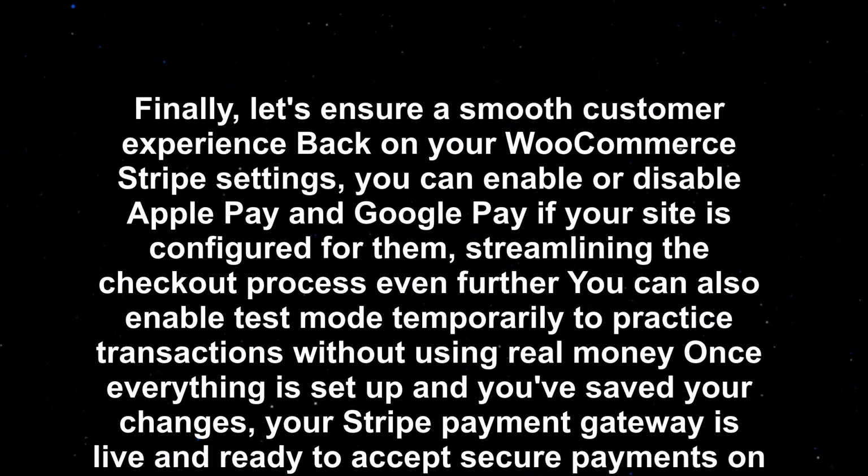Back on your WooCommerce Stripe settings, you can enable or disable Apple Pay and Google Pay if your site is configured for them, streamlining the checkout process even further. You can also enable test mode temporarily to practice transactions without using real money. Once everything is set up and you've saved your changes, your Stripe Payment Gateway is live and ready to accept secure payments on your WooCommerce store.